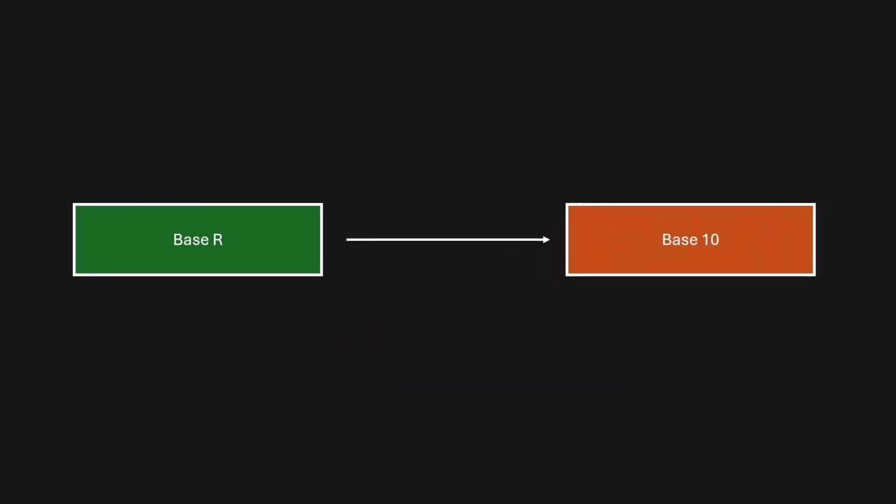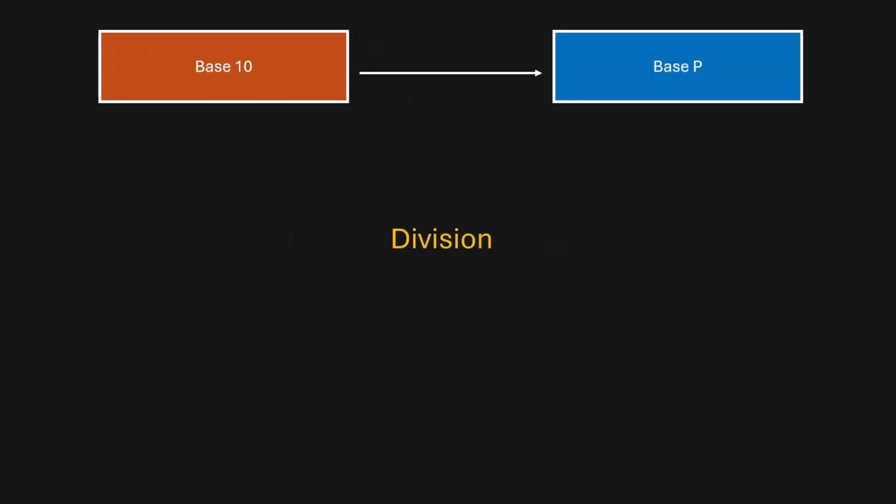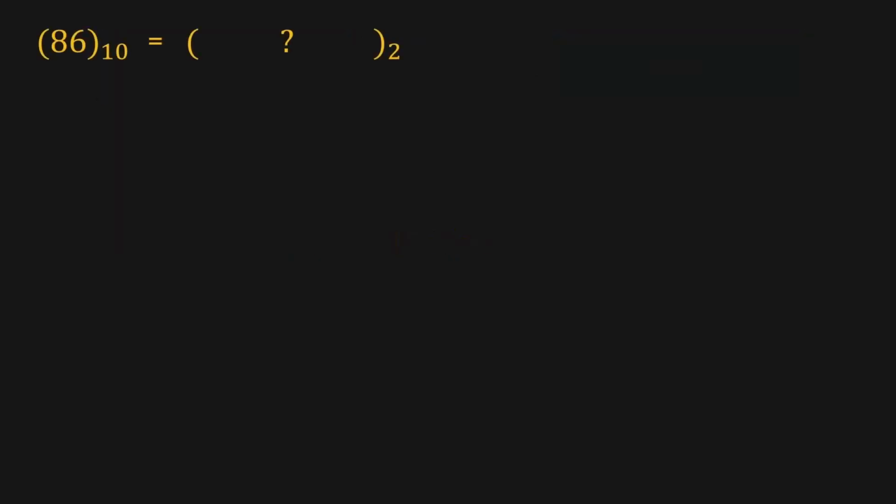To convert from base R to base 10, we need to use the operations of summation and multiplication. And when we want to convert from base 10 to base P, we use the division operation. For example, we want to convert the number 86 from base 10 to base 2. To do this, we use successive division by 2.